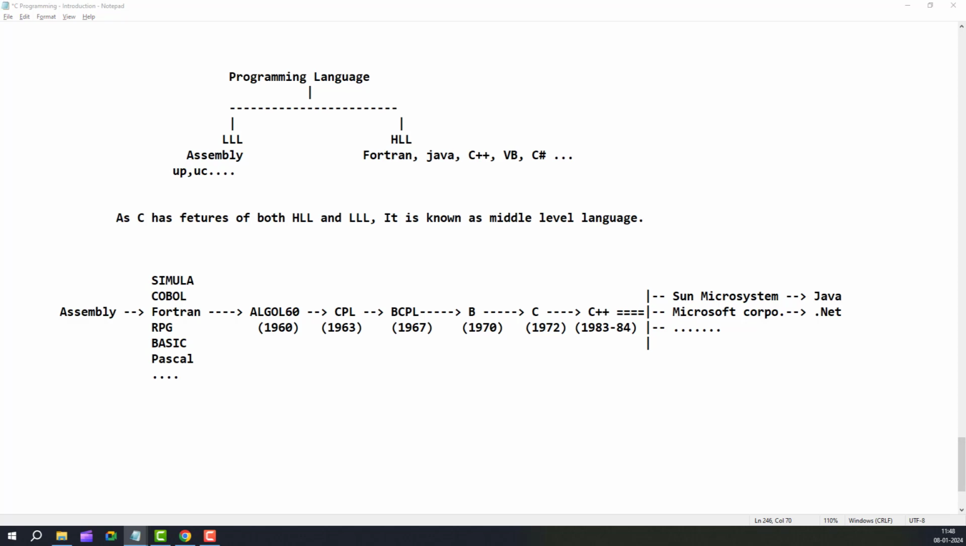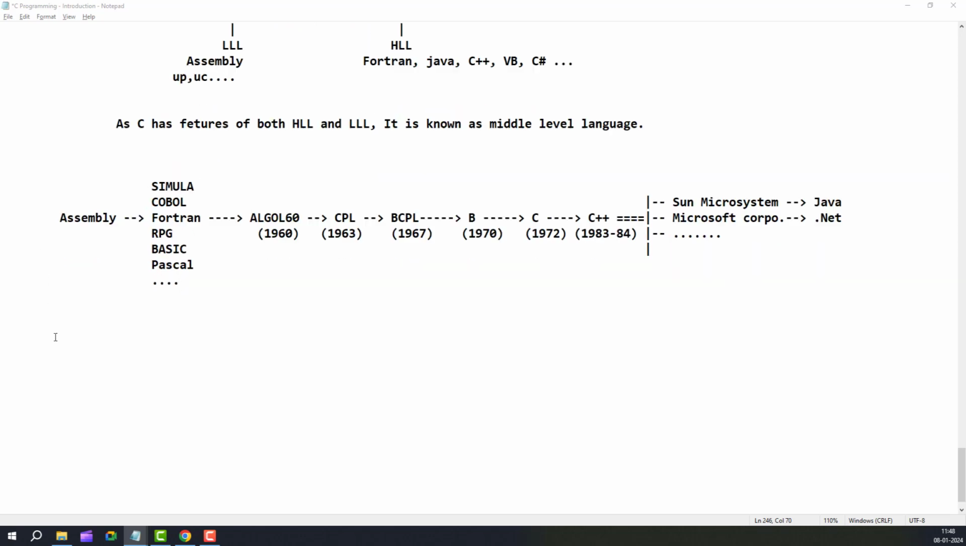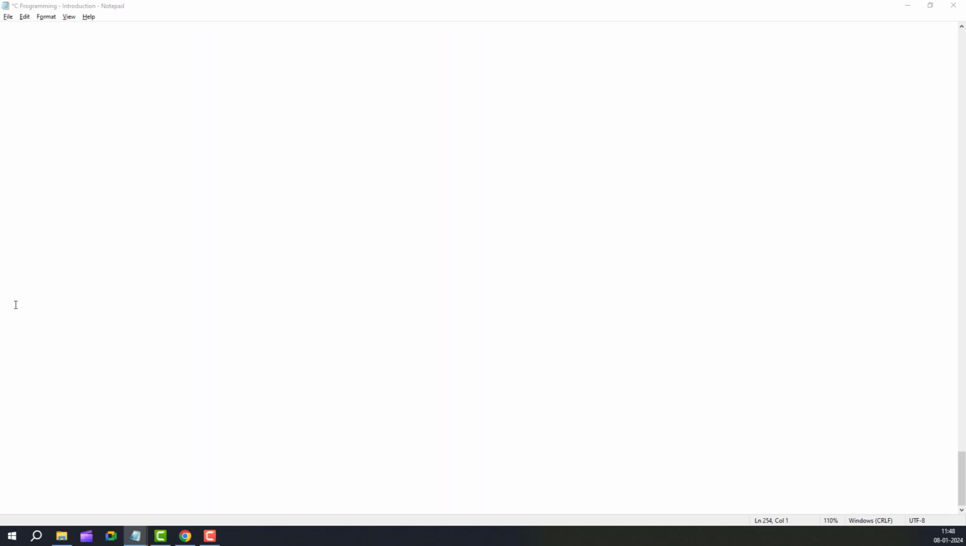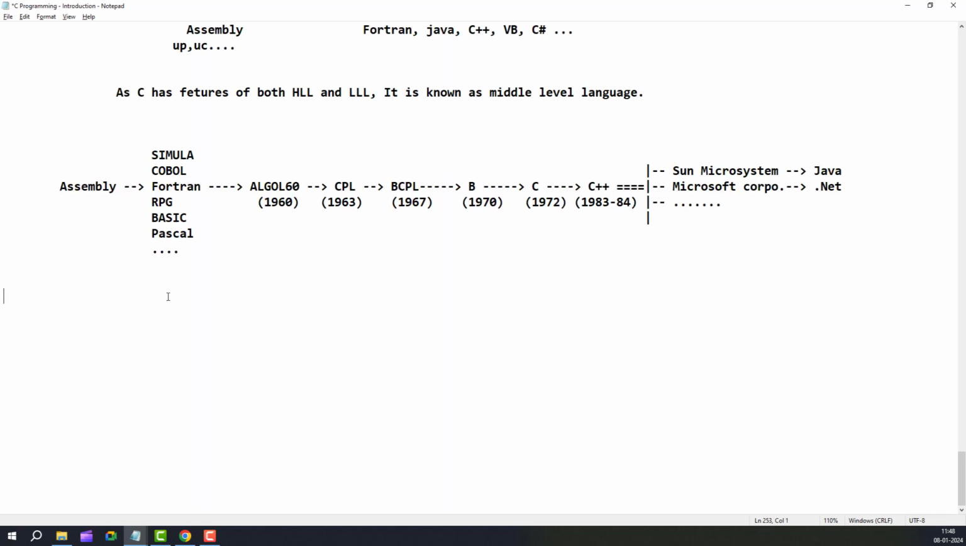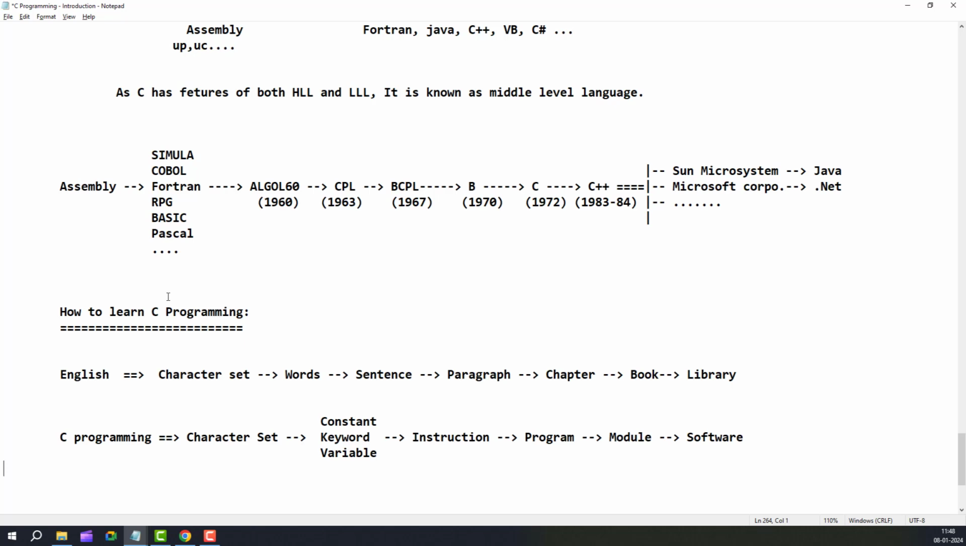Now, how to learn C programming? It is quite simple. We learned English, which is not our mother tongue, so we took directed efforts to learn it. Let's see how you learn English. You see the character set, after that words, after that sentences. A collection of sentences forms a paragraph, a collection of paragraphs forms a chapter, a collection of chapters forms a book, and a collection of books forms a library.